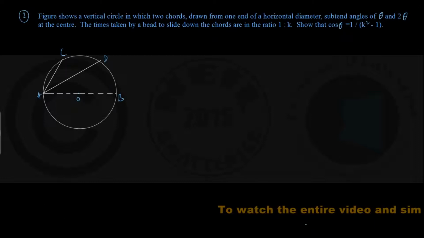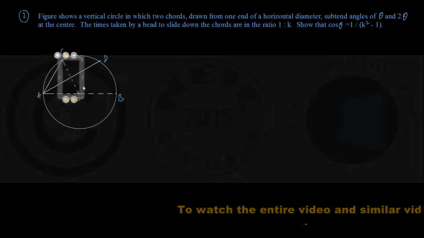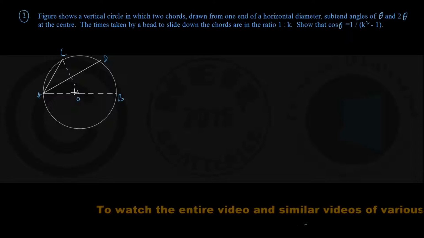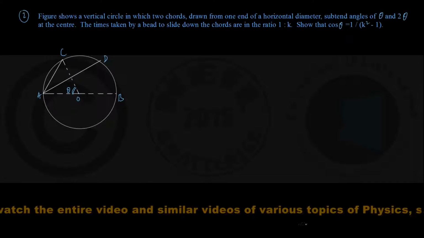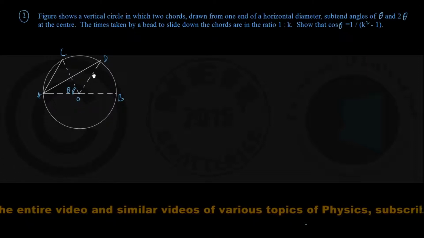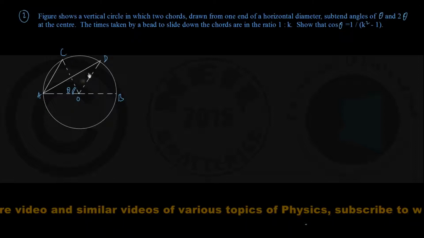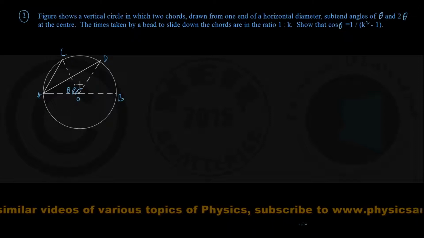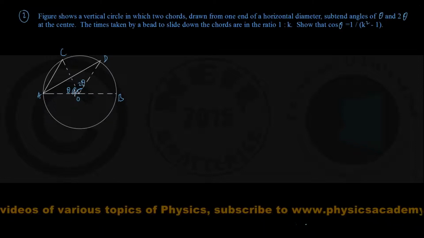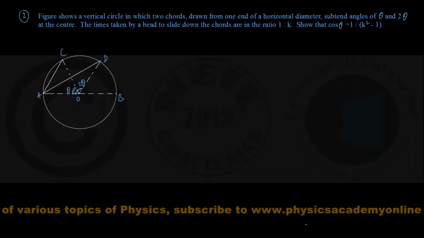According to the question, if I join this point C to the center O, then the angle subtended by the chord AC at the center of the circle is theta. On the other hand, if I join D to this center O of this circle, the angle subtended by the chord AD is given to be 2 theta. Two conditions have to be considered.